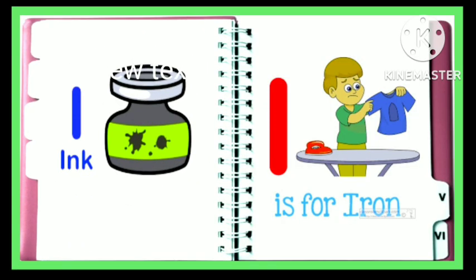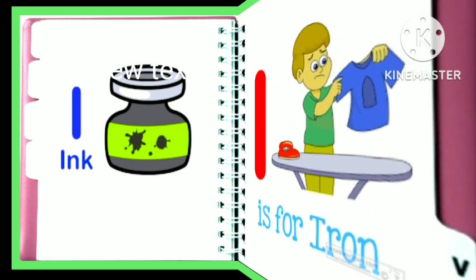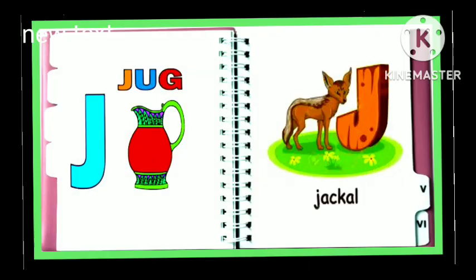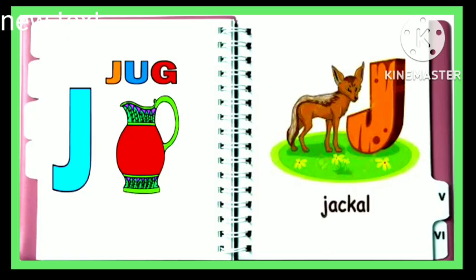I for ink and I for iron, a a a. J for jug, J for jacket, ja ja ja.